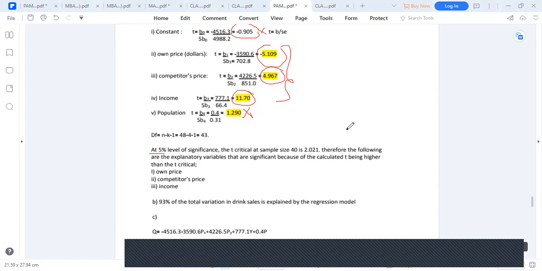So when we compute this and compare them, we are going to find the significant ones there: price, income, and competitor price.